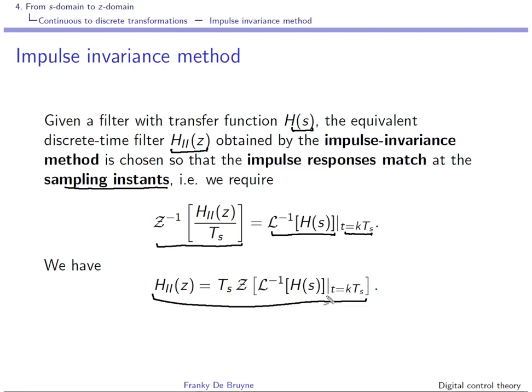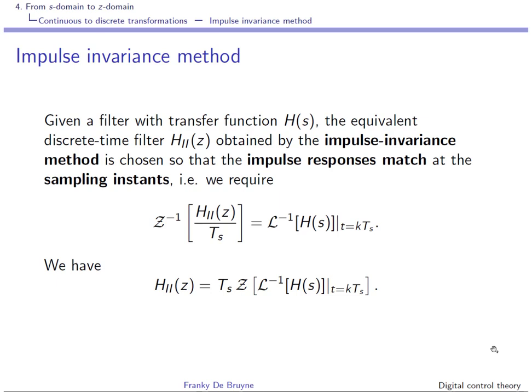So you take your transfer function, you compute the impulse response h(t), you sample it so that you obtain h(k), and then you take the z transform and you have to multiply by Ts. This factor Ts is sometimes forgotten even in reference books, and we'll look now at where it comes from.